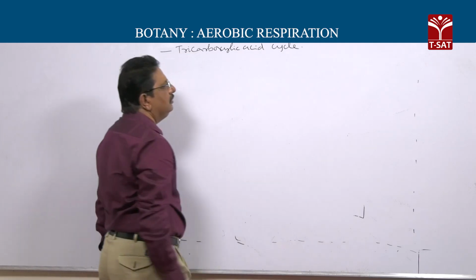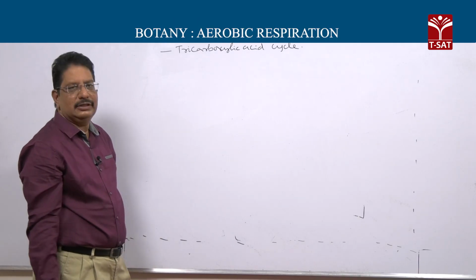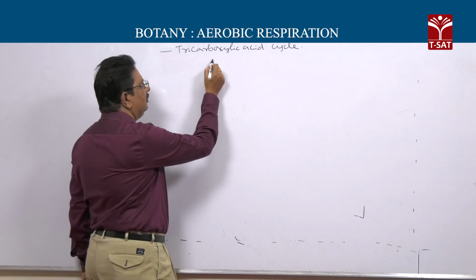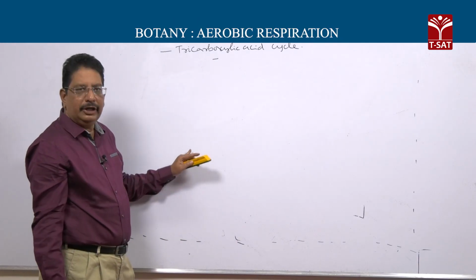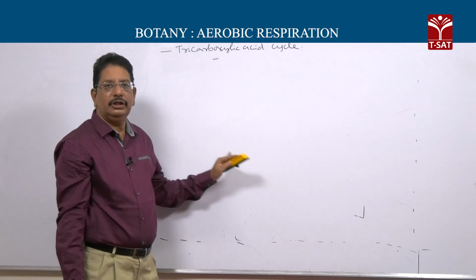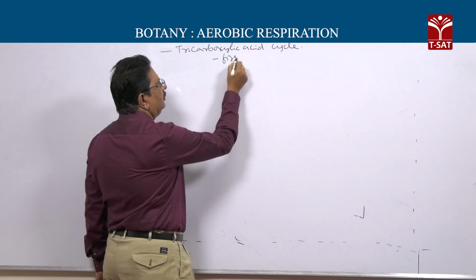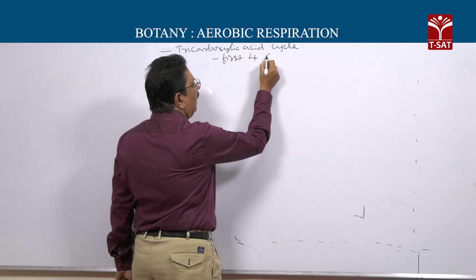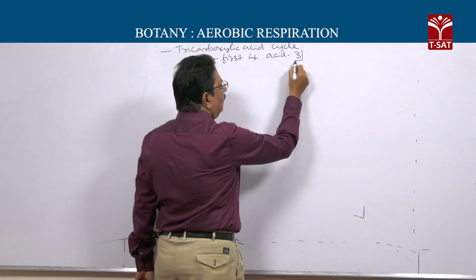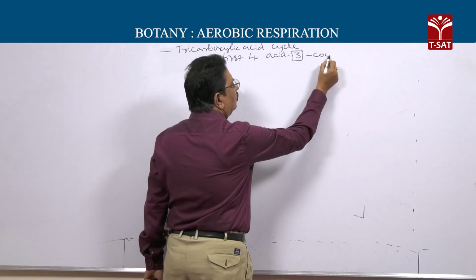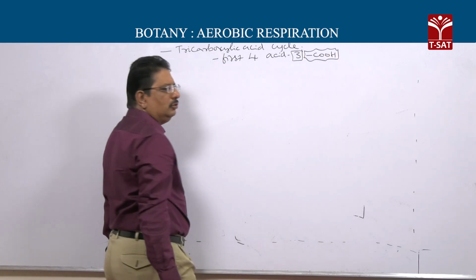Tricarboxylic acid cycle. Why is it called the tricarboxylic acid cycle? Because during this metabolic pathway, a number of intermediate acids are formed, of which the first 4 acids have 3 carboxylic groups. That means 3 COOH groups.